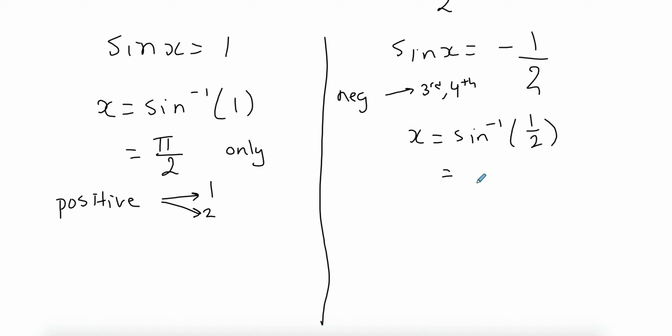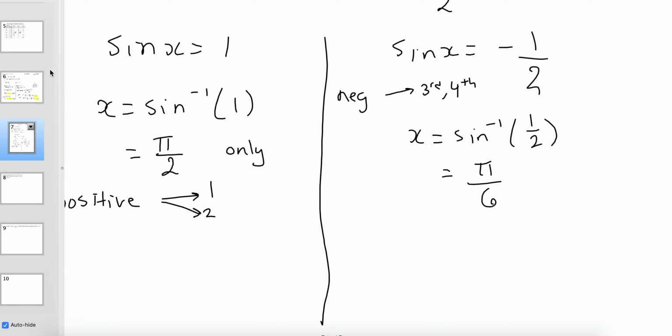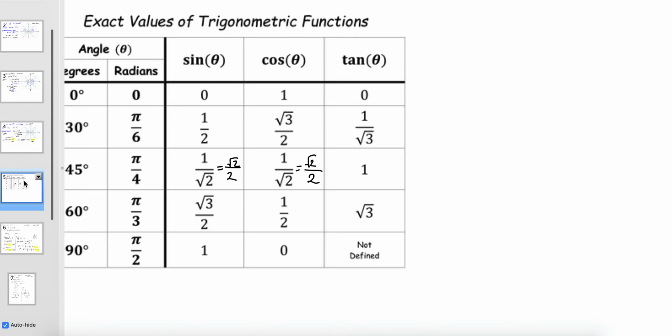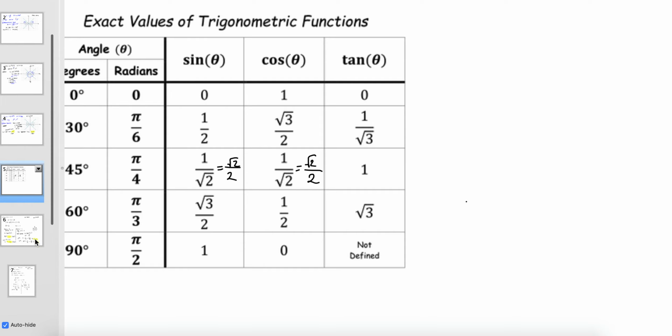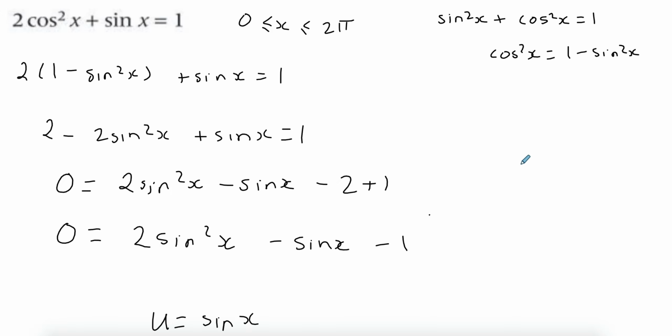And if you know your table with all the exact values, this should be pi over 6. So the table with the exact values is this one. So you should know that sine of 1 over 2 is precisely pi over 6. So it's very useful to memorize this table.